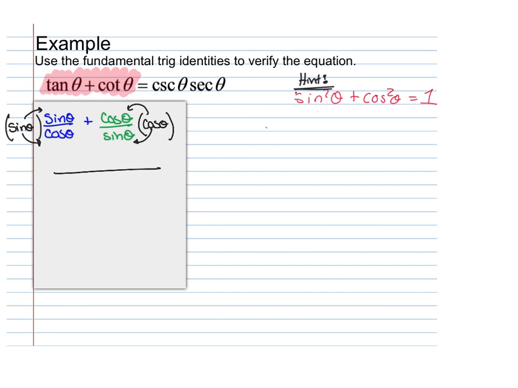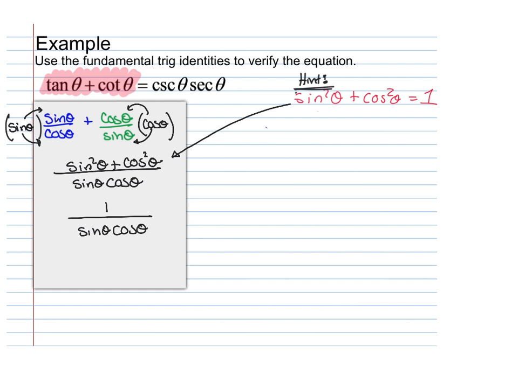So that means I'm going to have sine theta cosine theta on the denominator, and sine theta times sine theta is sine squared theta, plus cosine squared theta. And we know that sine squared plus cosine squared is 1. So now we have 1 over sine theta cosine theta.